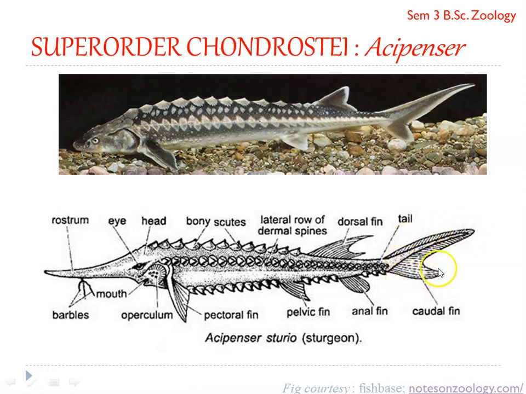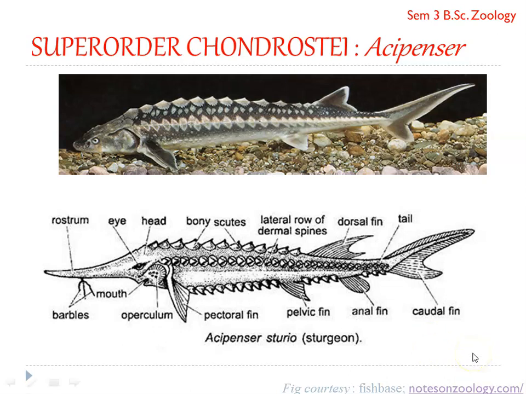You can see the tail here, isn't it? The lobes are not equally sized. One is larger, and this one is known as the epicaudal lobe. Here it is larger, and here the ventral lobe is smaller, and hence the caudal fin is of the typical heterocercal type. The spiracles persist. Actually, it is a primitive character, and there are 5 pairs of gill clefts.